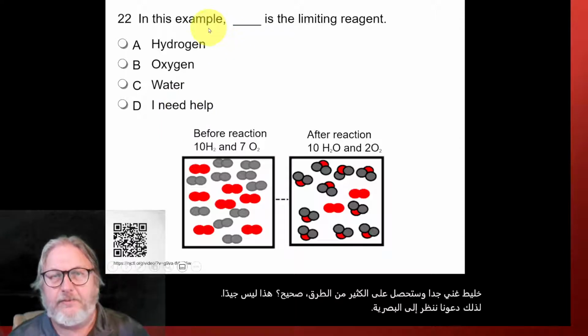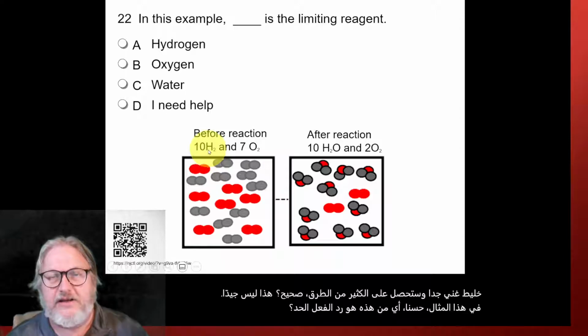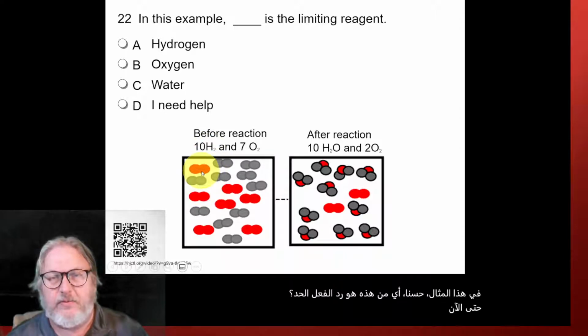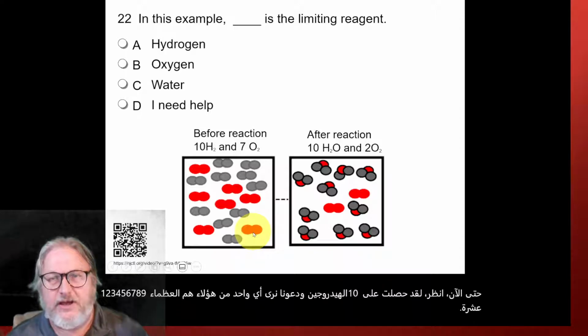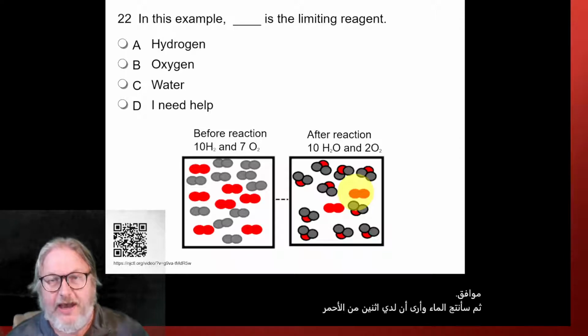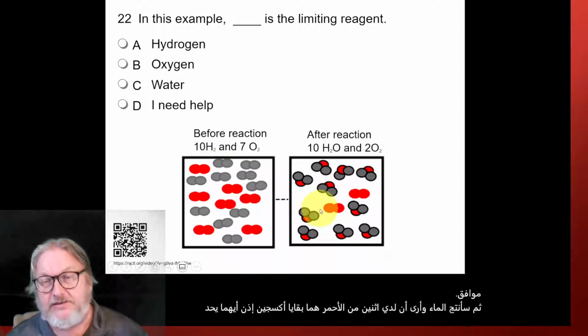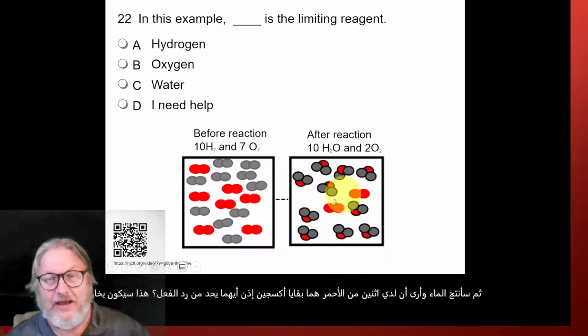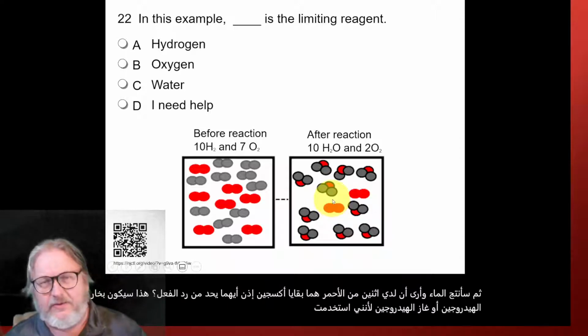In this example, which one of these is the limiting reactant? So if I look, I've got 10 hydrogens: 1, 2, 3, 4, 5, 6, 7, 8, 9, 10. And I've got 7 oxygens. And then I'm going to produce water. And I see that I have 2 of the red ones, or 2 oxygens left over. So which one limits the reactant? Well, that would be the hydrogen gas, because I used all the hydrogen and I had 2 oxygens left over. They'll do that a lot.